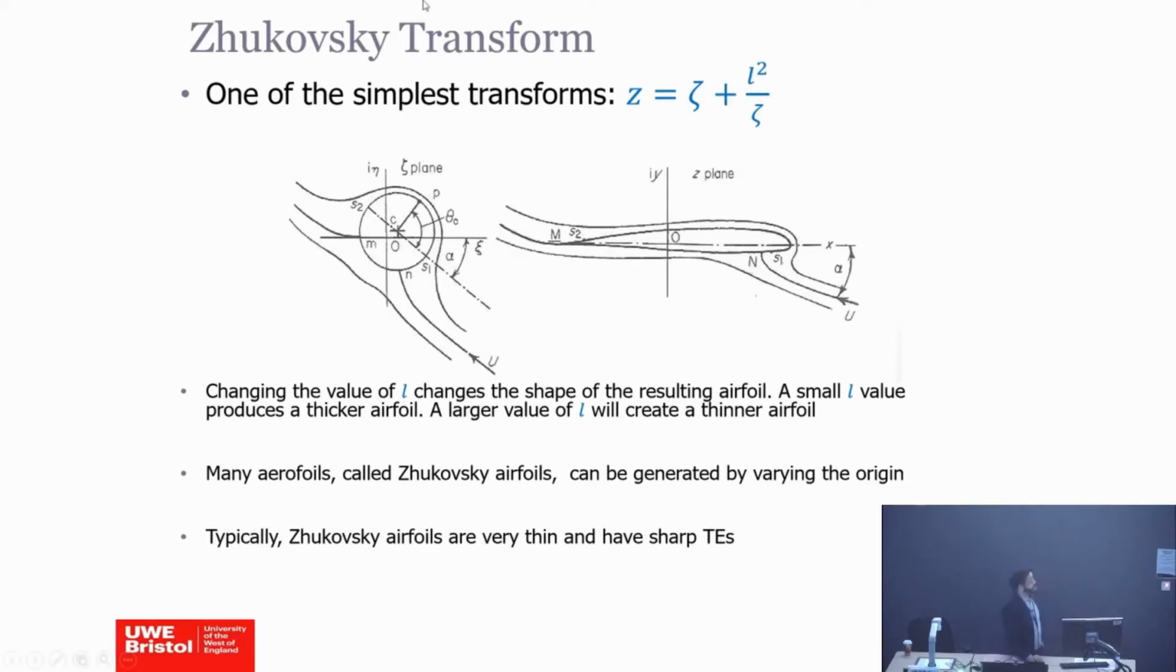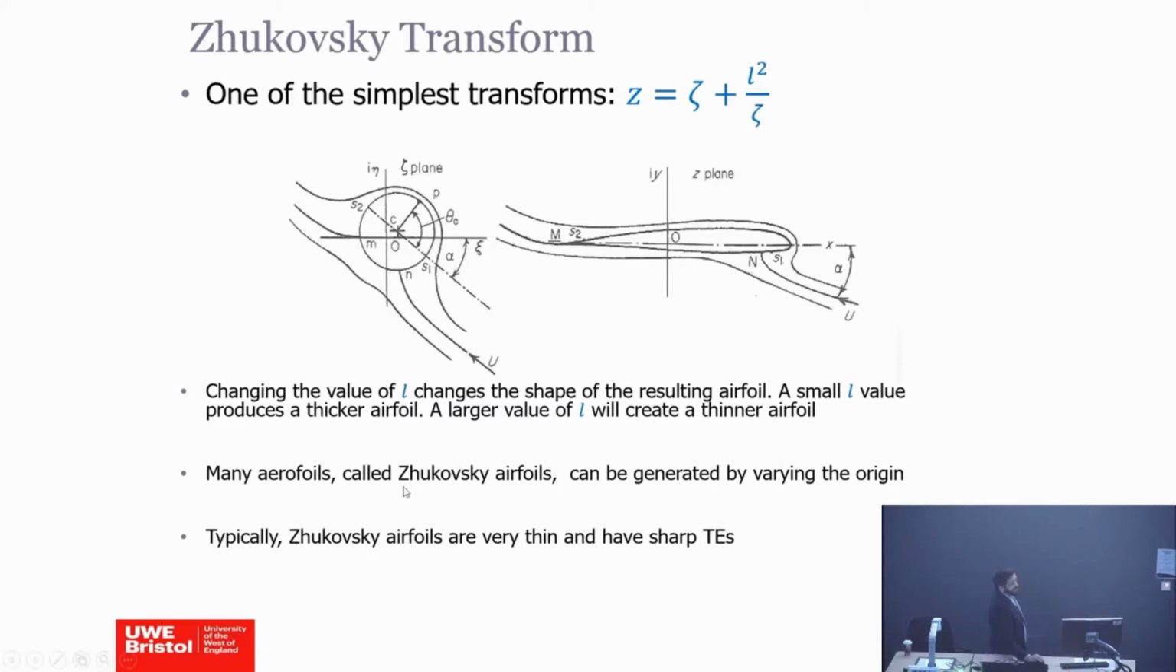And by changing the value of L, you can get various shapes of airfoils of various thicknesses and trailing edge sharpness. Okay? But the whole idea of this transform is to go from flow around the cylinder, which I can solve using potential flow models, to a flow around an airfoil, which I can't do with potential flow. I have to do this transform. Okay? Is everyone clear? This is the key idea.